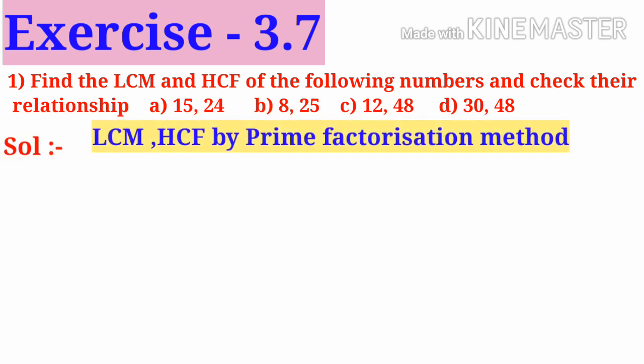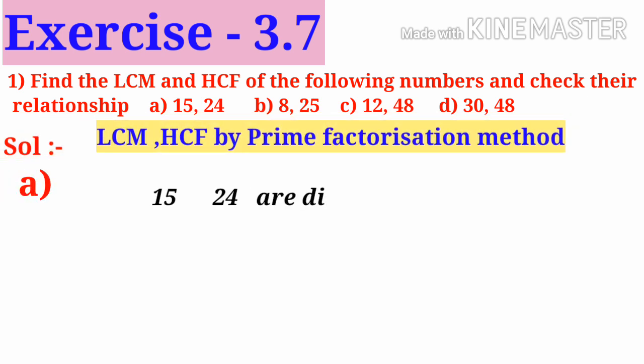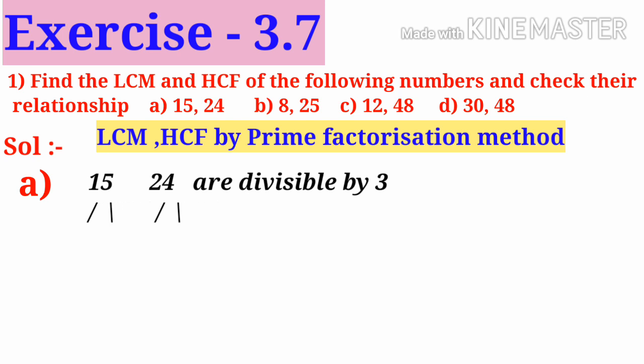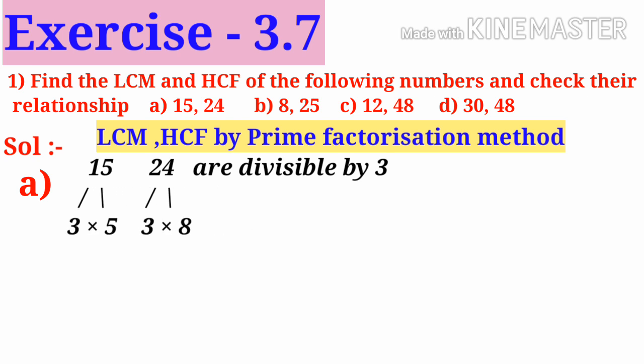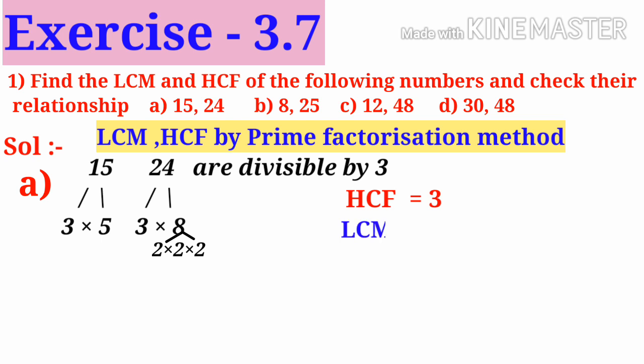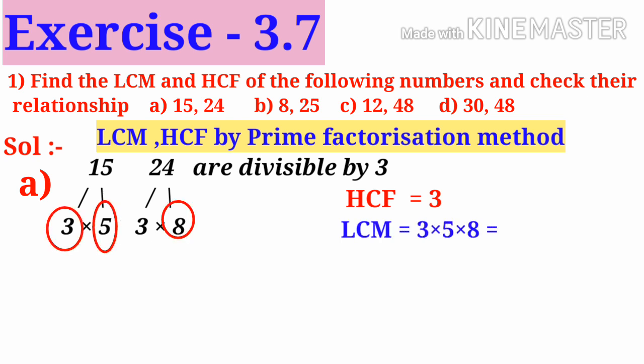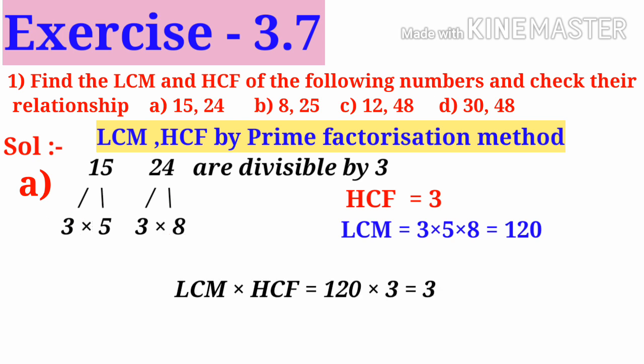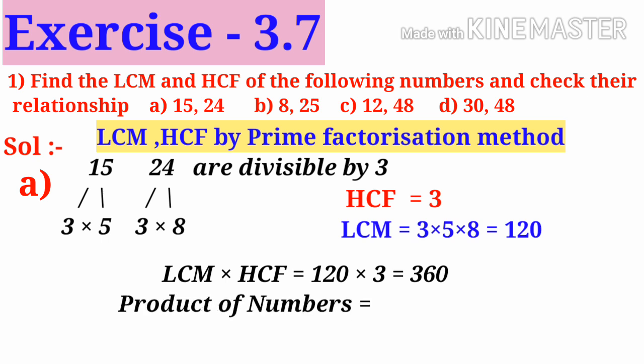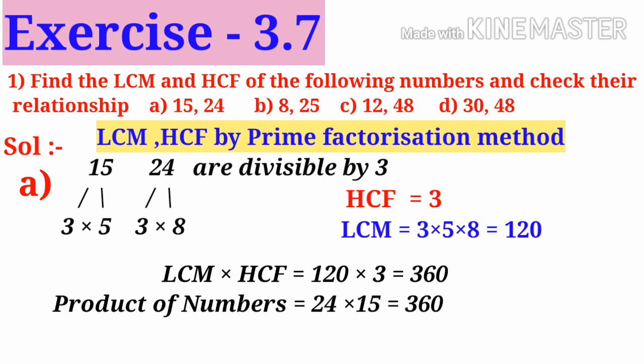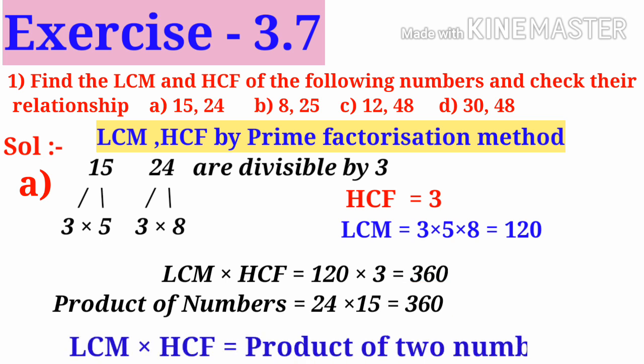Solution. LCM and HCF by prime factorization method. Problem A. 15 and 24 are divisible by 3. So write these numbers as multiples of 3 as 3 into 5 and 3 into 8. Common factor 3 is called highest common factor HCF, and product of one common factor 3 and remaining factors of 5 into 8 is called LCM, that is 120. Now LCM into HCF is 120 into 3 is 360, and product of numbers 24 into 15 is also 360. Products are same, so we can say that LCM into HCF is equal to product of two numbers.